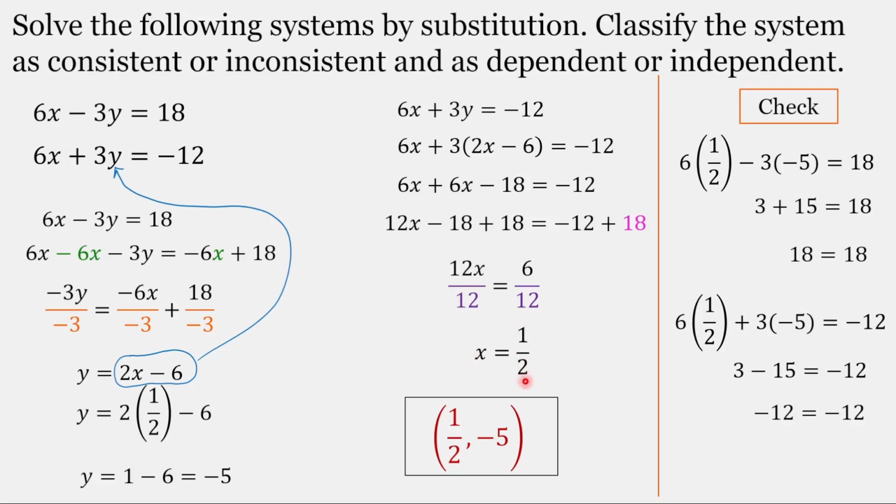So this resulted in a fraction, and then this value for x, this 1/2, was plugged back into this equation, and we end up with a y value of negative 5. So we have the ordered pair, 1/2, negative 5. And make sure you check your answer.